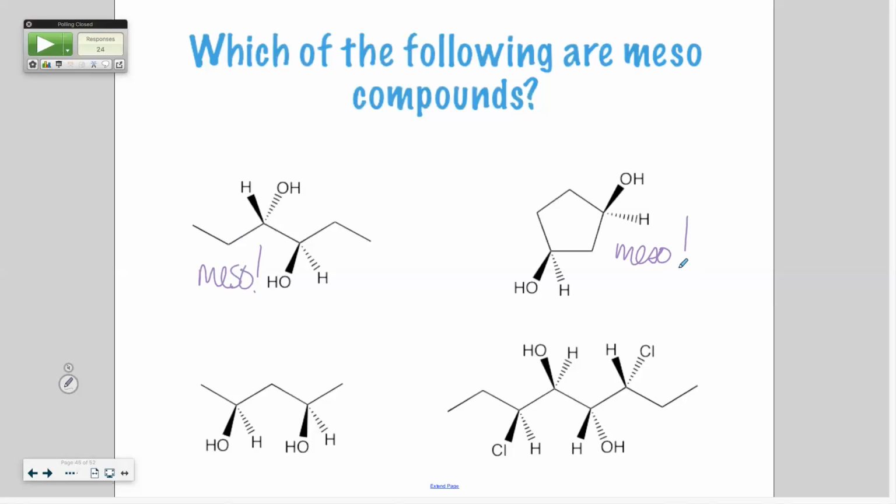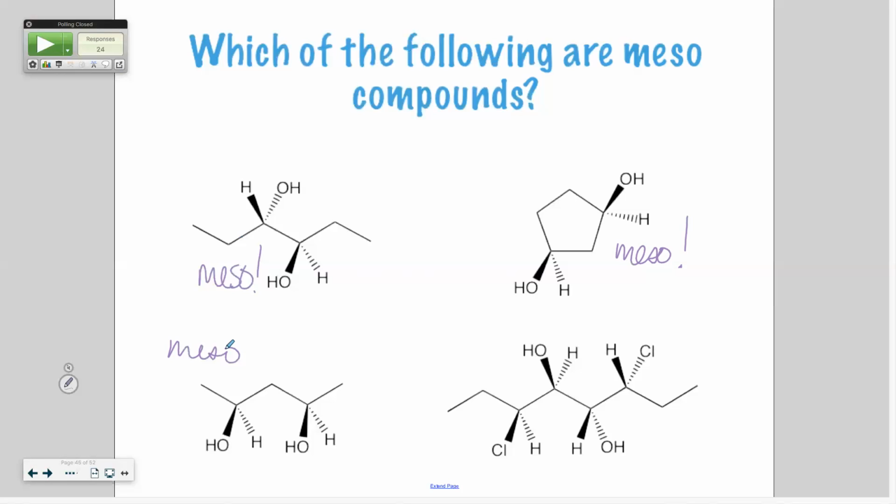Do you see them? They don't have to be next to each other. They weren't next to each other over here either. The chiral centers don't have to be next to each other. Okay, how about that last one? How many chiral centers are in that last one? Too many, right? How many?